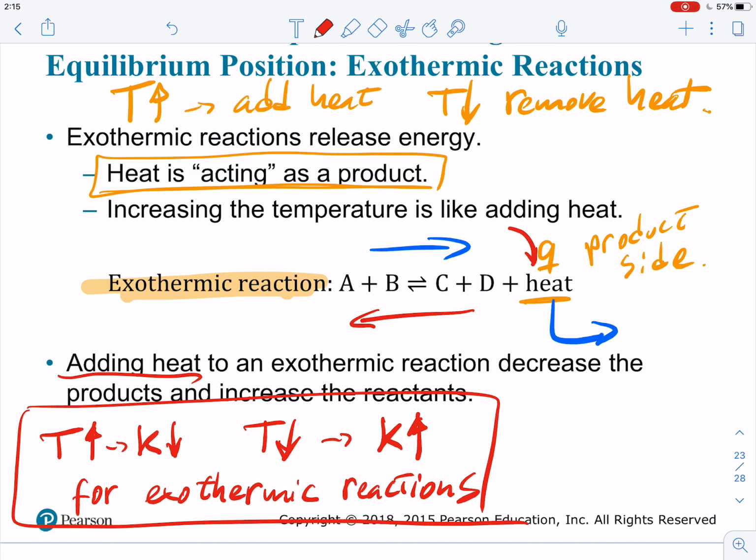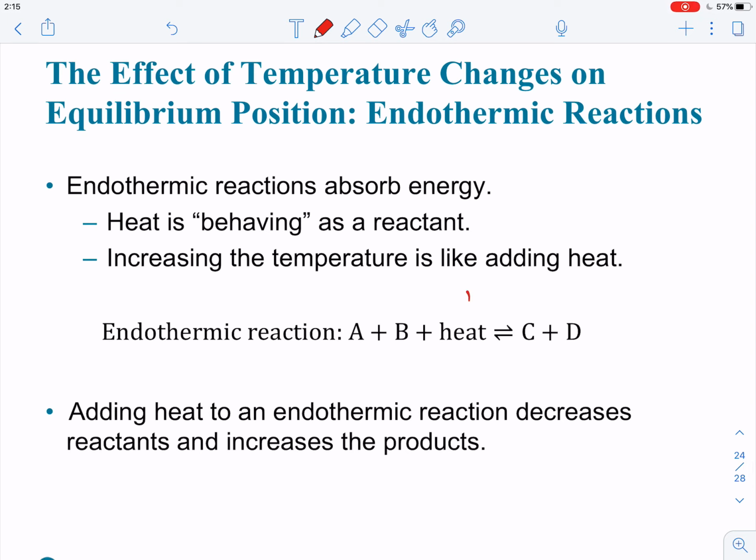Now for endothermic reactions, heat is here. Heat is part of the reactant. So if you add heat to an endothermic reaction, then you will shift the reaction towards the products. Because the heat is on the reactant side, you are increasing the reactant. The disturbance is in such a way that to minimize it, you have to produce more products.